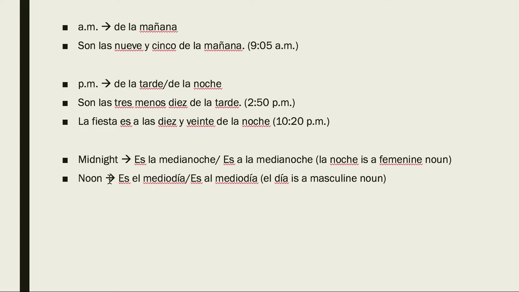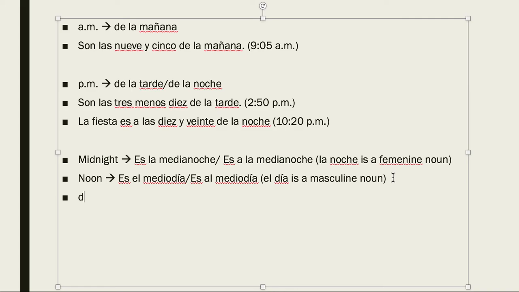For noon, we say mediodía, so if we want to say it's noon, we would say es el mediodía, or if an event is at noon, we would say es al mediodía. And just like de plus el results in del, a plus el results in al. So that's why we have al right here, because mediodía, el día is a masculine noun.